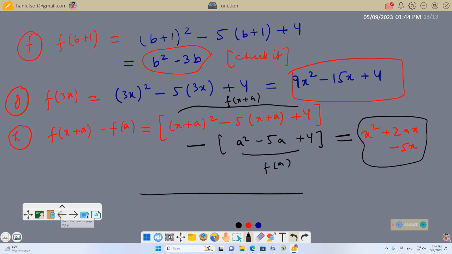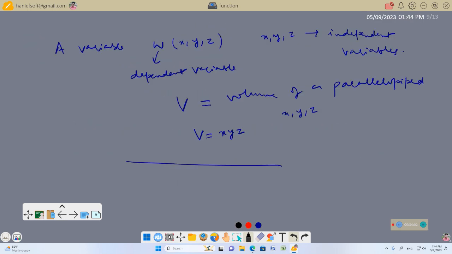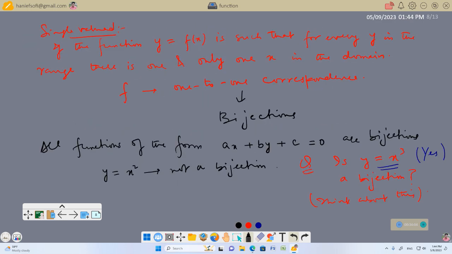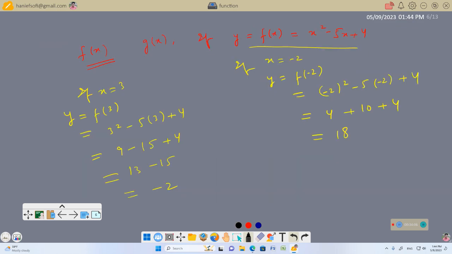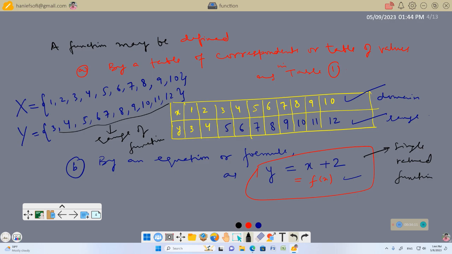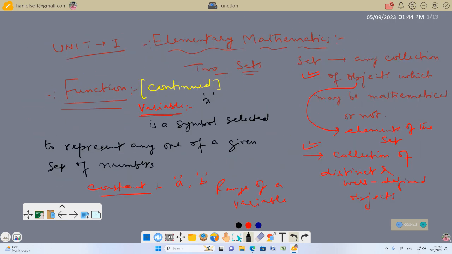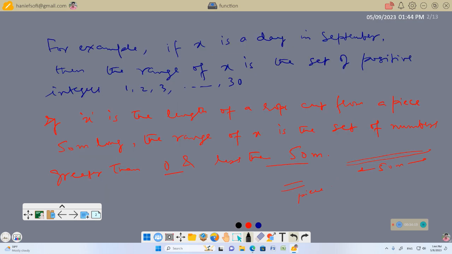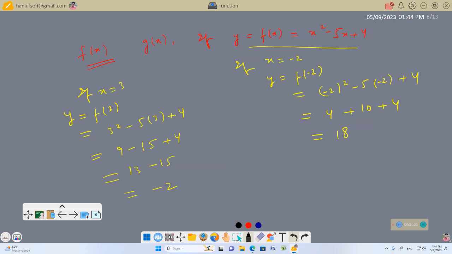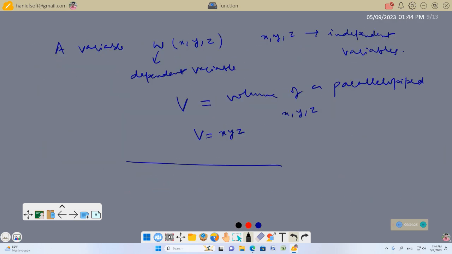I hope you enjoyed this class. Now you know the function, you know the range, domain, you know the dependent variable, independent variable, all this terminology. You know how to find the value of a function at a particular value of the independent variable.